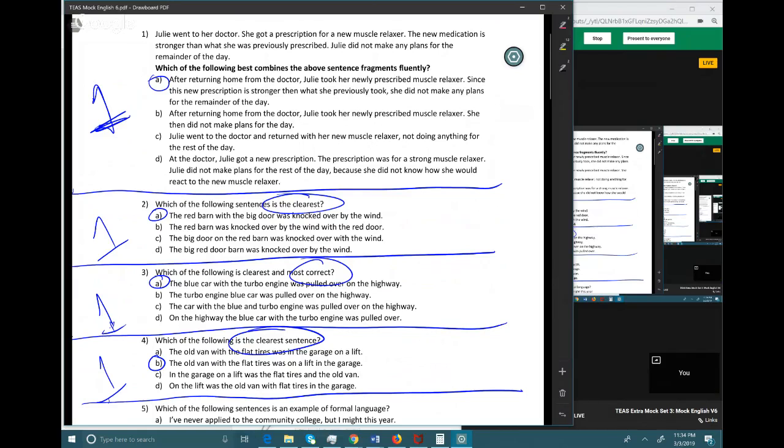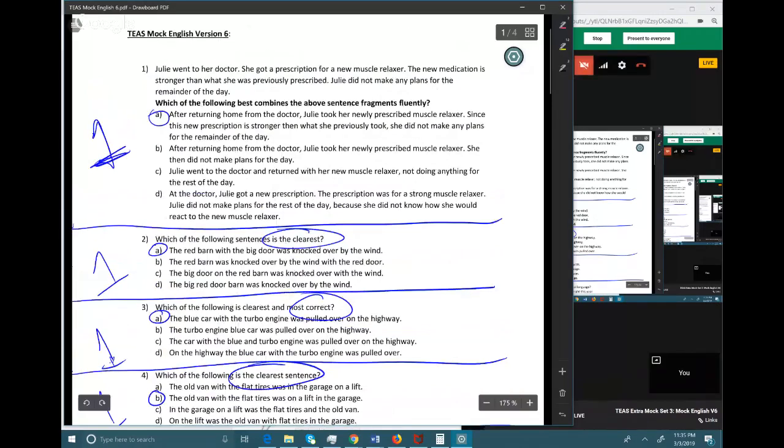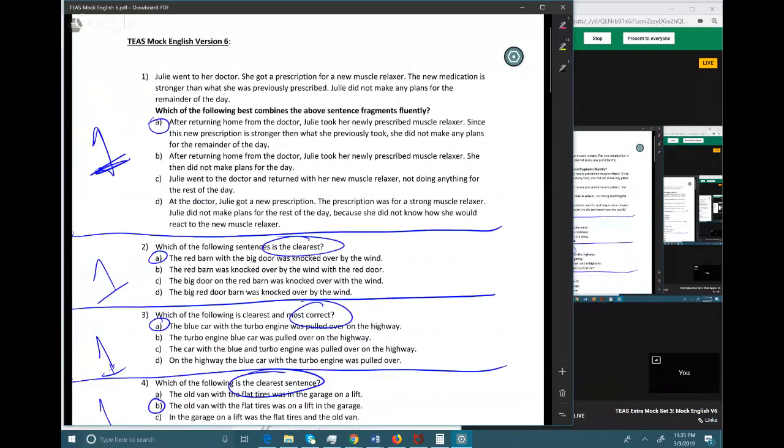And then fluency is typically, that word doesn't have to be with a particular question, nor does the word clarity. Obviously, those are words we use in our real life. But generally on the TEAS, if it's fluency, it's where they give you a bunch of pieces of information and you're trying to put them together in the best possible way. You've seen on a lot of my mocks and a lot of the stuff from English 1 that a lot of times those fluencies say one sentence. Not only do you have to make a fluent sentence, you have to make it in one single sentence. It doesn't always say that. This one does not say that. It says, which of the following best combines the above sentence fragments fluently?